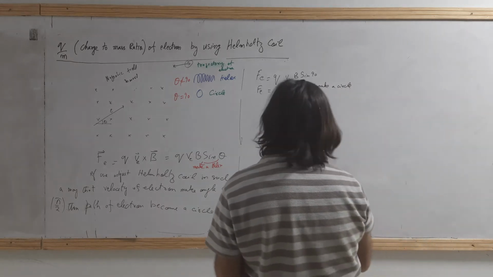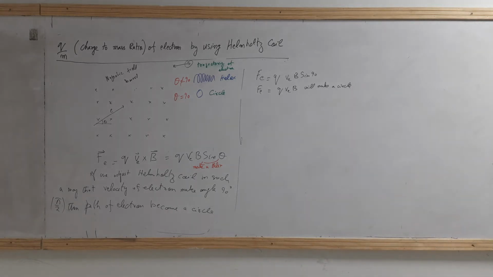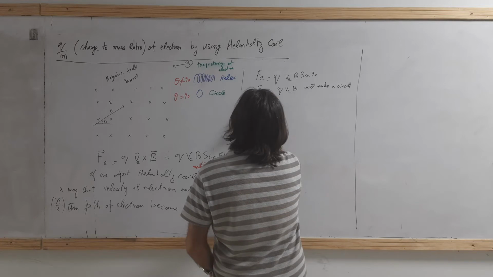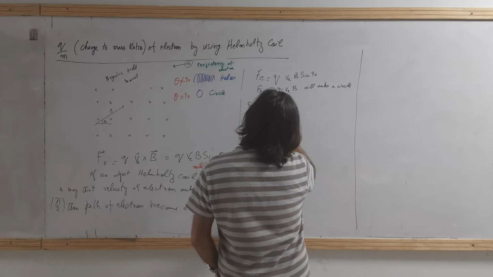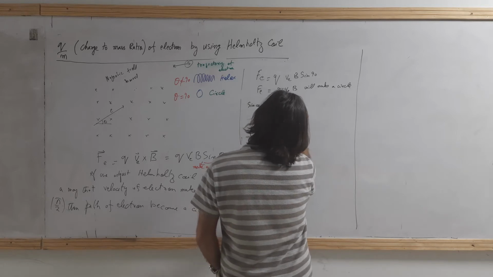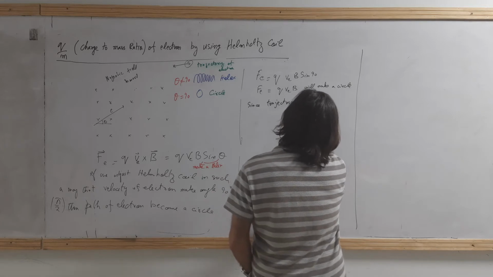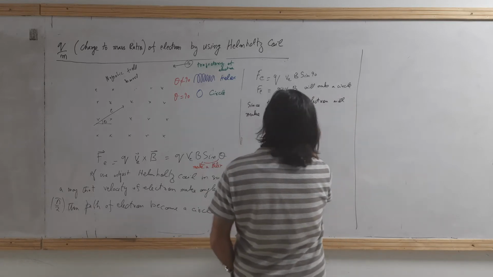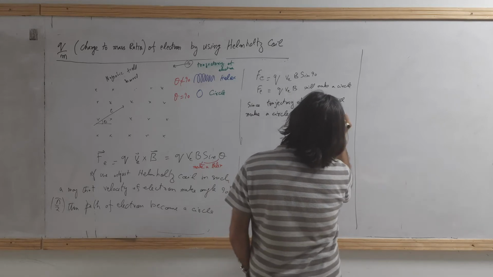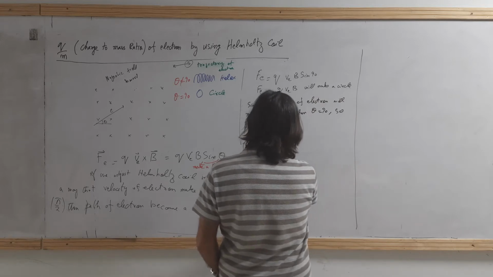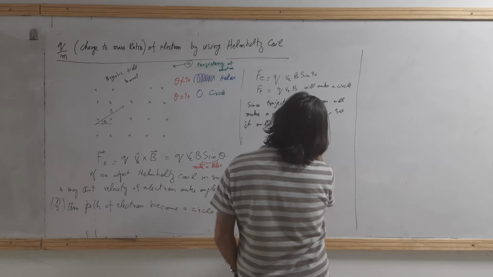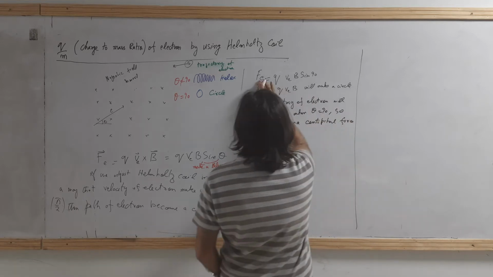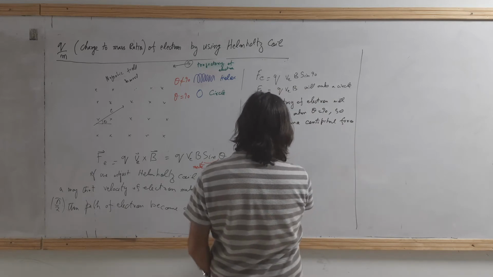Since it is making a circle, the trajectory of the electron will be a circle when theta is 90, so it will experience a centripetal force. So this force Fe will be a centripetal force.